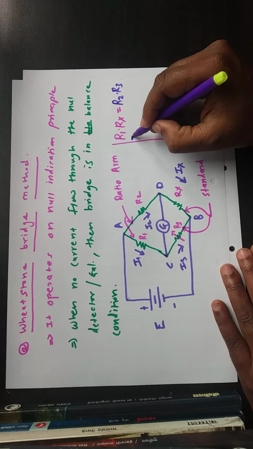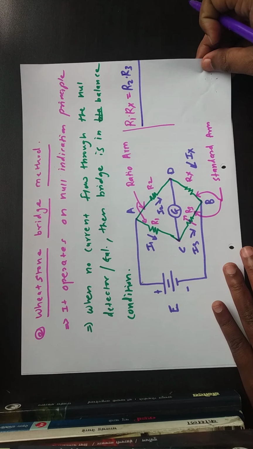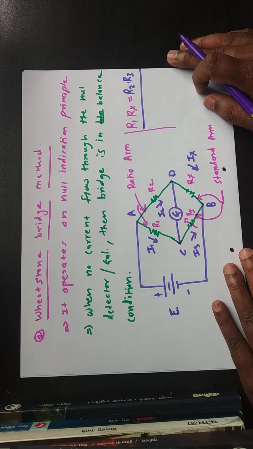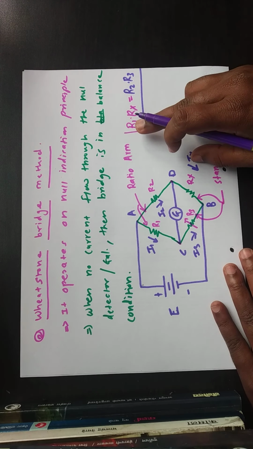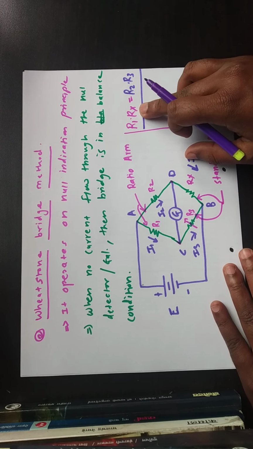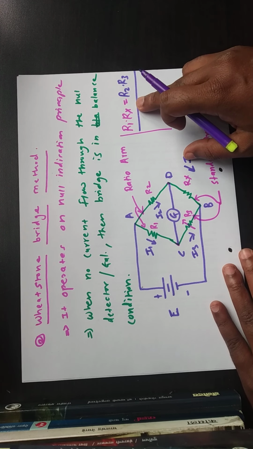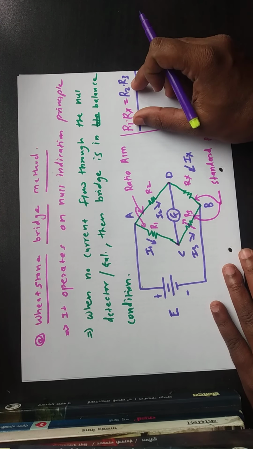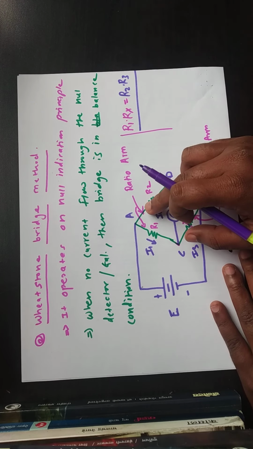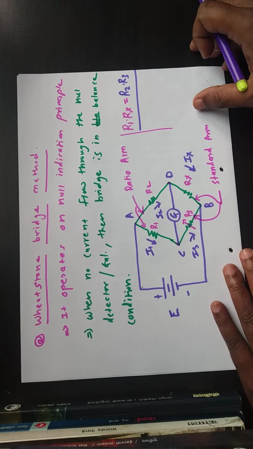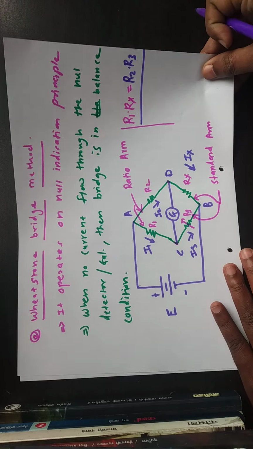So this is the balance condition, and it can be stated like this: the bridge is balanced when no current flows through the galvanometer, or when the potential difference across the galvanometer is zero, or simply in resistance terms, the multiplication of R1 into Rx is equal to R2 into R3. If these two values become equal, then the bridge is in the balance condition.